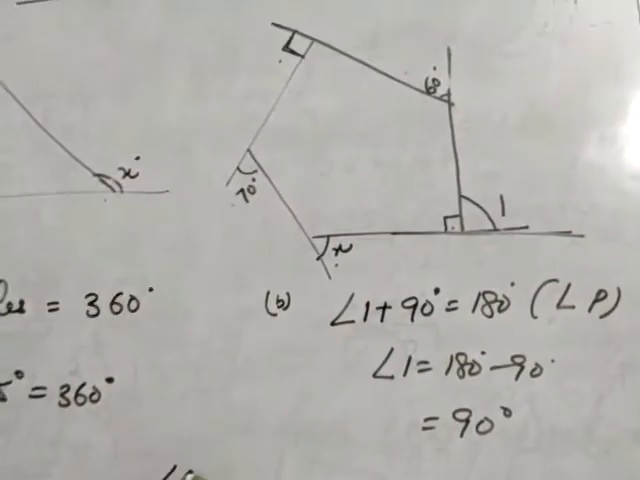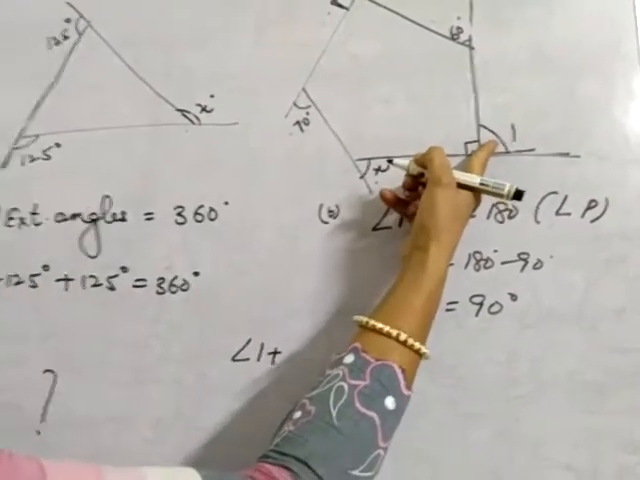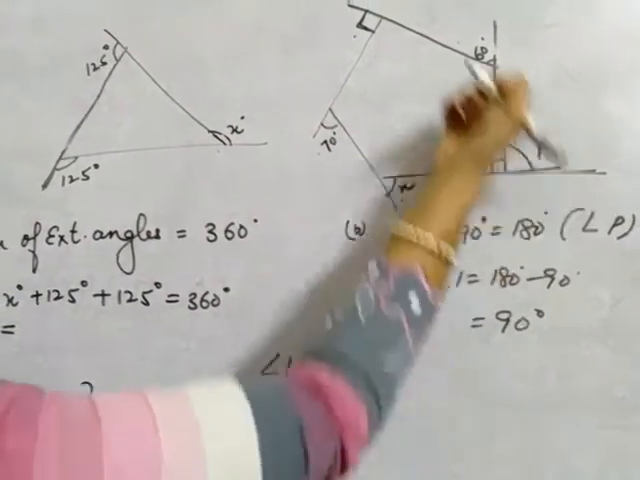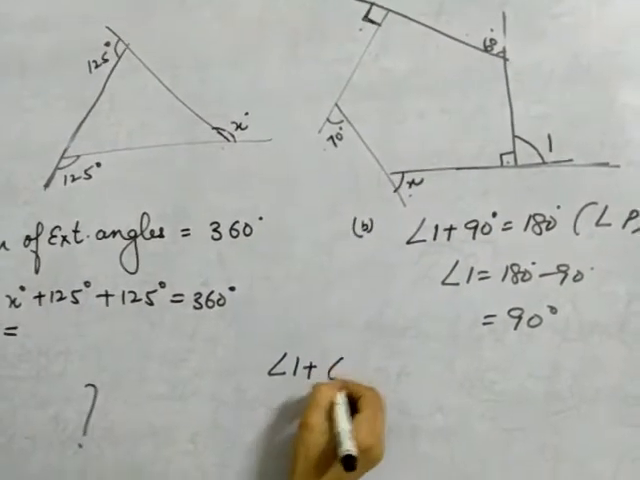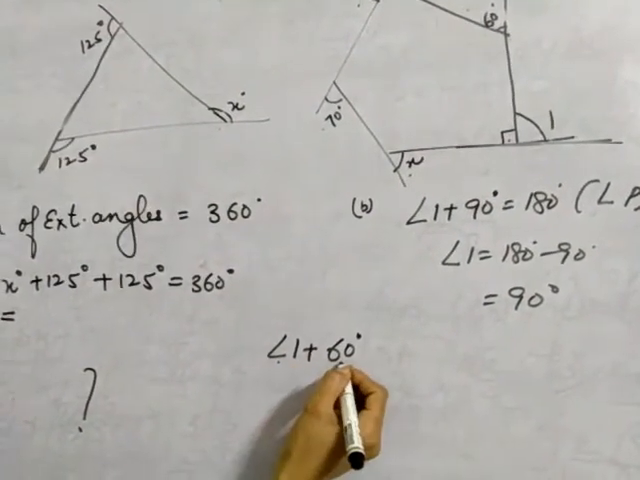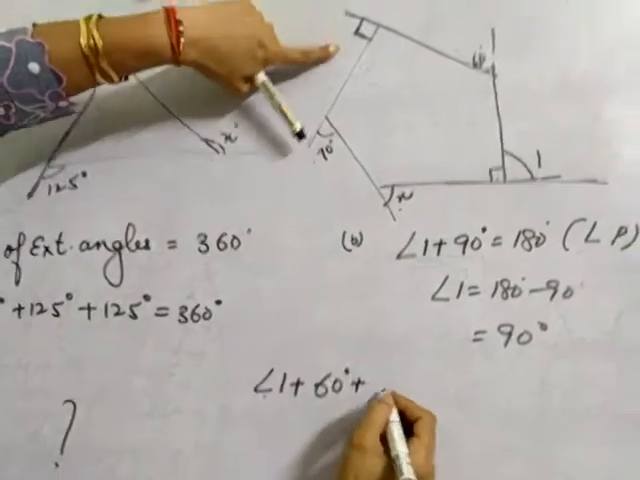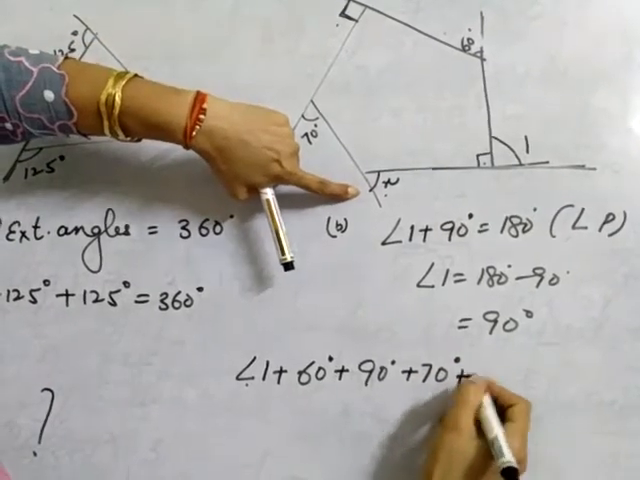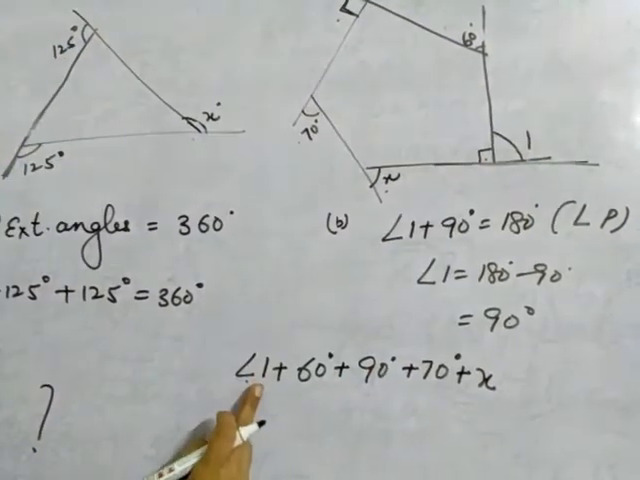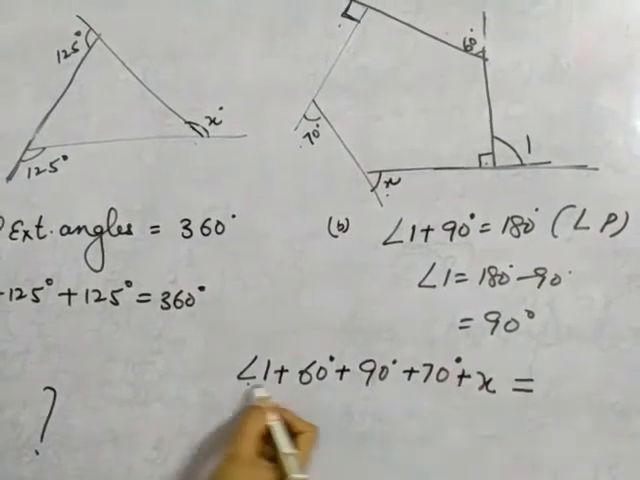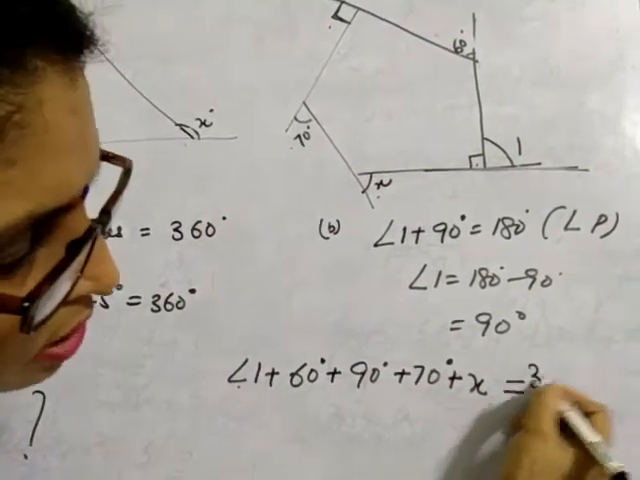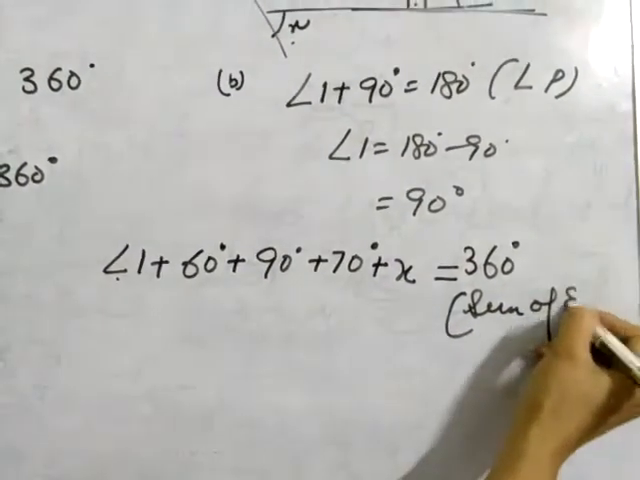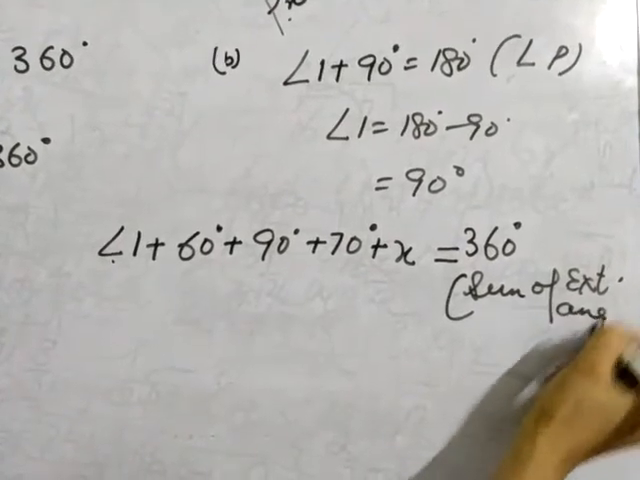Now you can write angle 1, start in a cyclic clockwise or anti-clockwise direction, it's your choice, however you go, but beta, move carefully. Angle 1 plus 60 degrees plus this sign of 90 degrees plus this 70 degrees, next is x degrees, and we have come back to 1 where we had started. Now beta, these are all exterior angles, so this is equal to 360 degrees only, and the reason you will write is sum of exterior angles.